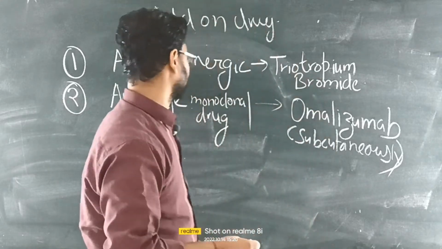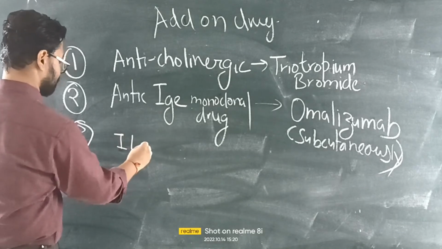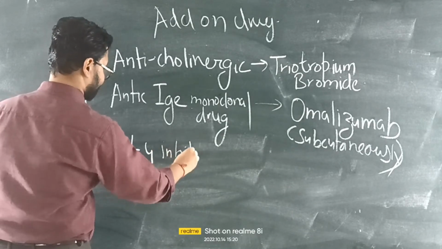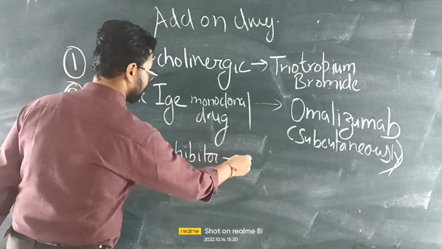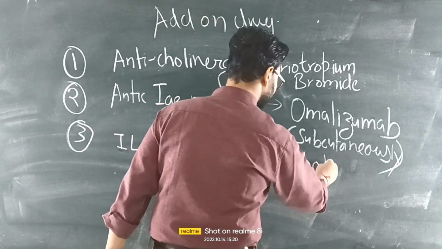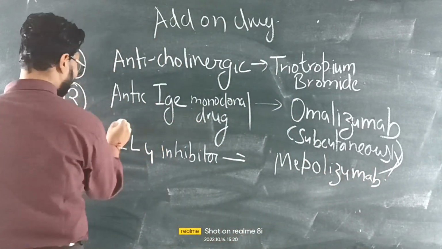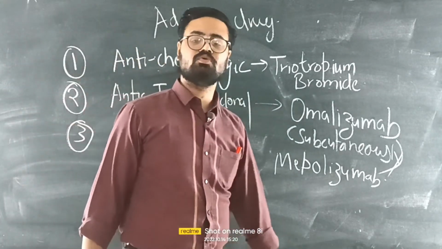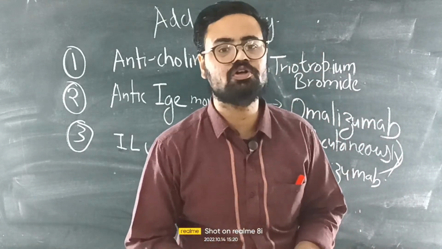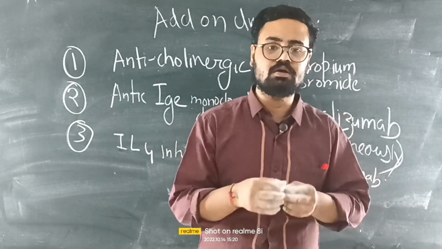Now third one, interleukin 4 inhibitor, mepolizumab. And what is the function of interleukin 4? If you do not know what is interleukin 4, please watch my last video of asthma pathophysiology. In there I have already mentioned what is the function of interleukin 4. Let me describe it here also.